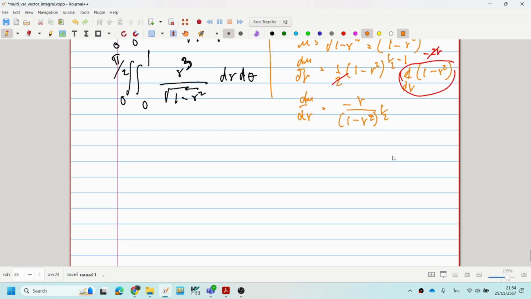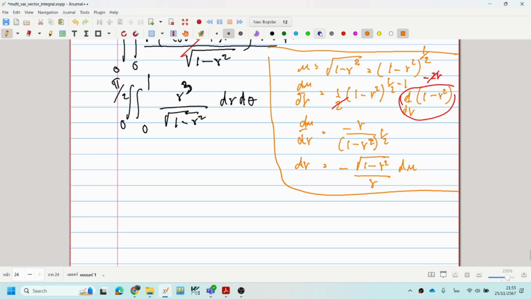And dr is minus the square root of 1 minus r squared divided by r, du. Okay, use the substitution technique. I change to the blue color. Okay, substitute back to the original problem.